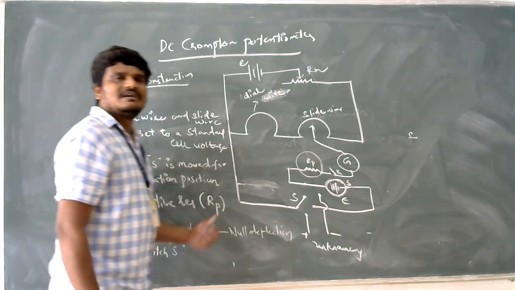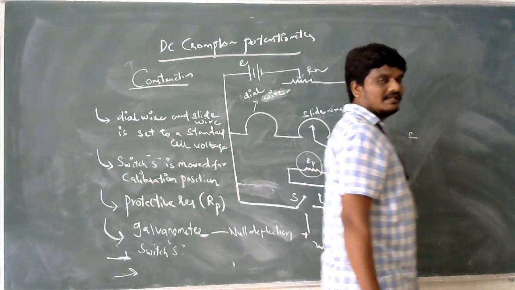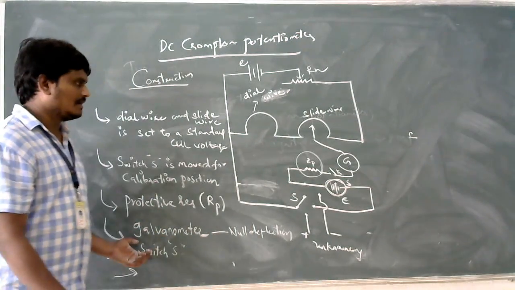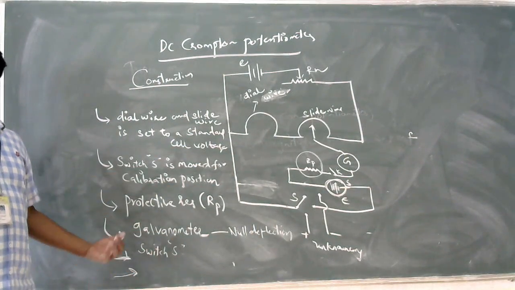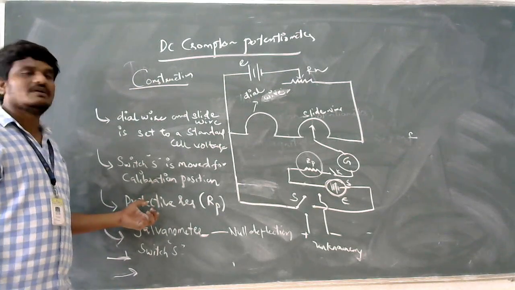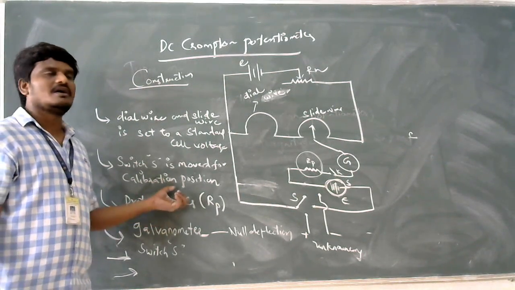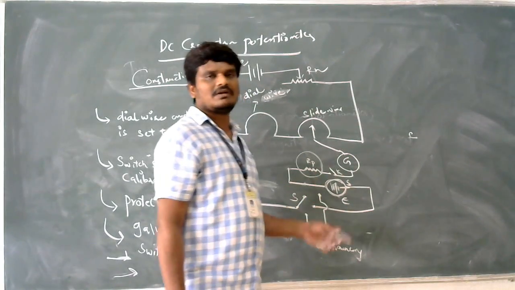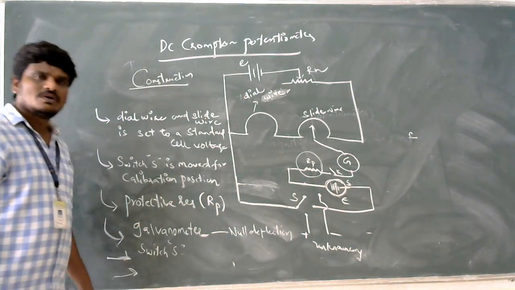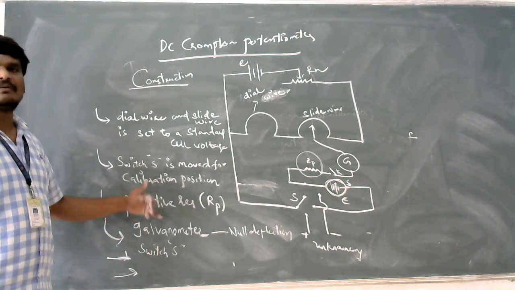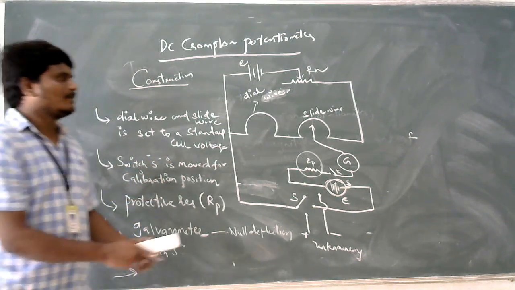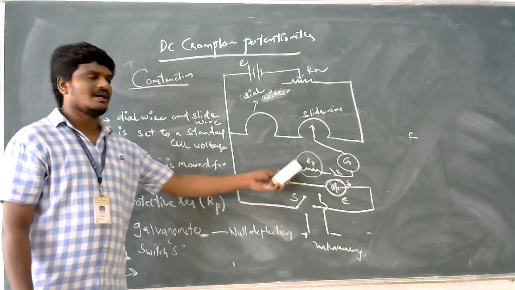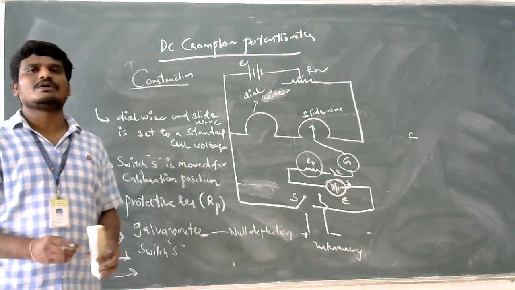This is for the deflection of the galvanometer. Coming to the third point, I am using a protective resistance before the galvanometer. What is the main function of protective resistance? In order to avoid damage to the galvanometer. Whenever the galvanometer shows the null deflection value, the protective resistance will be short circuited, and the standardization of the potentiometer will be completed.